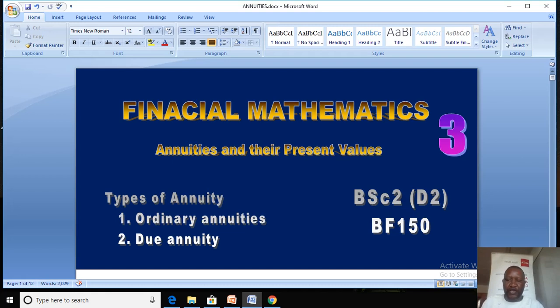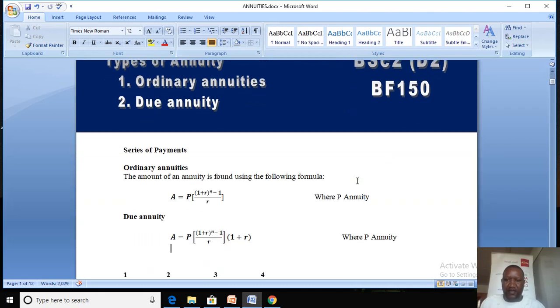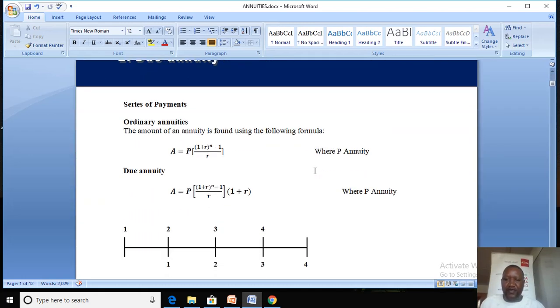Number two, due annuity. What is a due annuity? A due annuity is an annuity where the payments are made at the beginning of the period. An example of a due annuity is rent. You will pay rent at the beginning of the period. So if you are paying a fixed amount of rent at the beginning of every period, then that will form a due annuity.